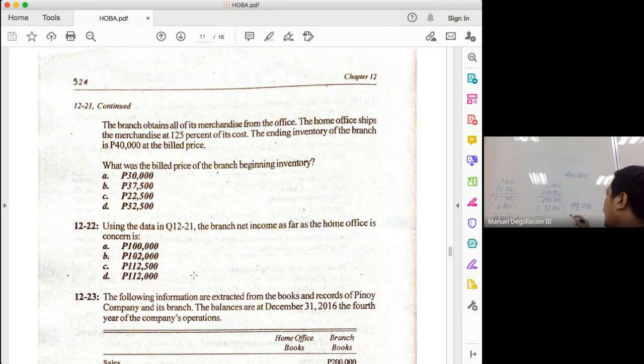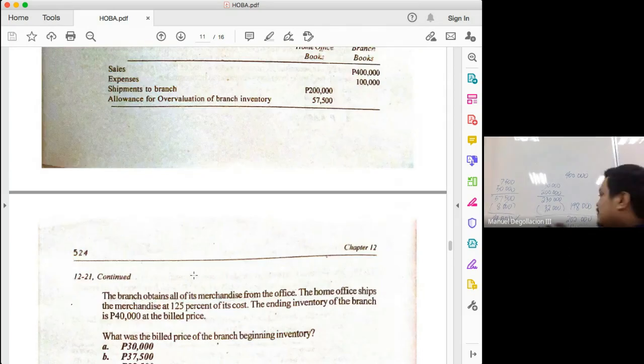400,000 minus 198,000 would give you 202,000. And then we have expenses of 100,000. We will still arrive at a true branch profit of 102,000. So this appears to be the more straightforward way of answering it.